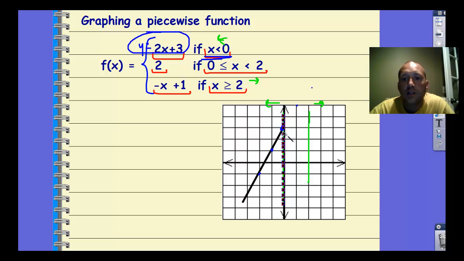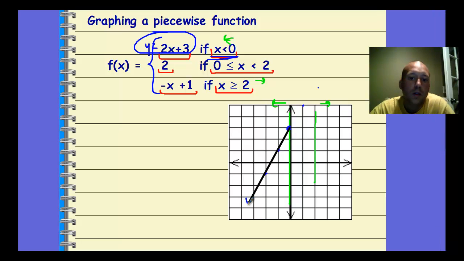Now the question is, what kind of circle do we put at the end point here? Put a little arrow. Can it be this equation at x equals 0? And no, it cannot. It's got to be an open circle here because it's just less than.